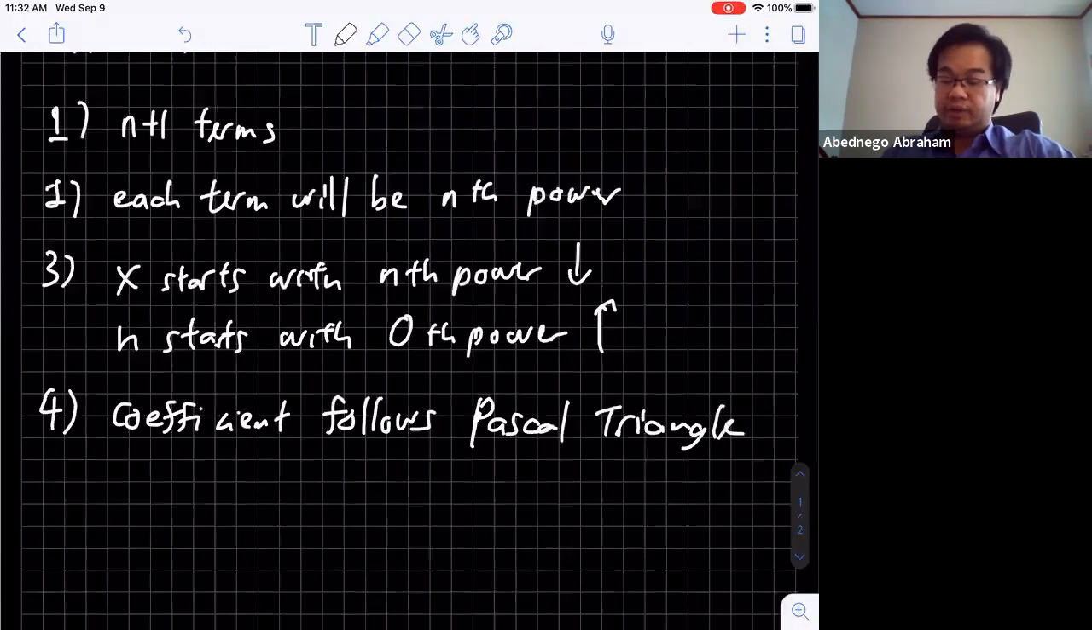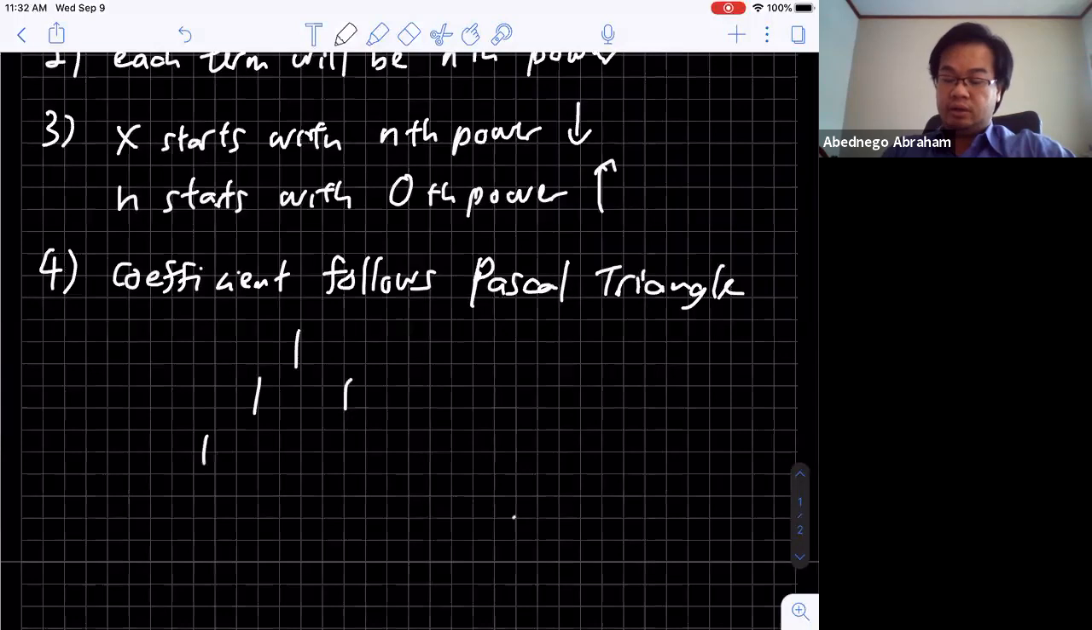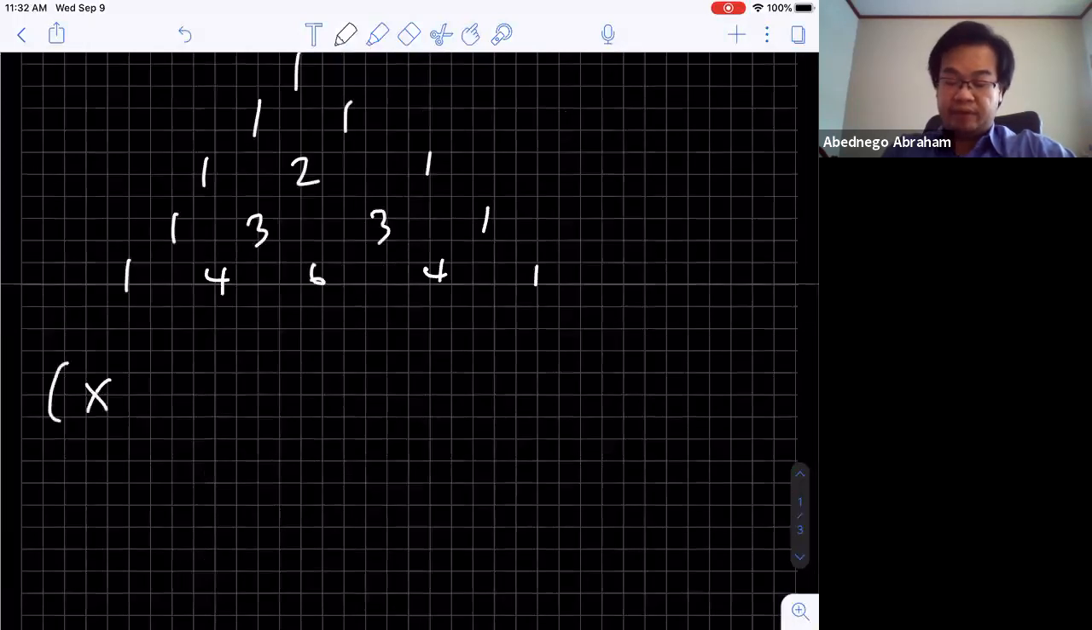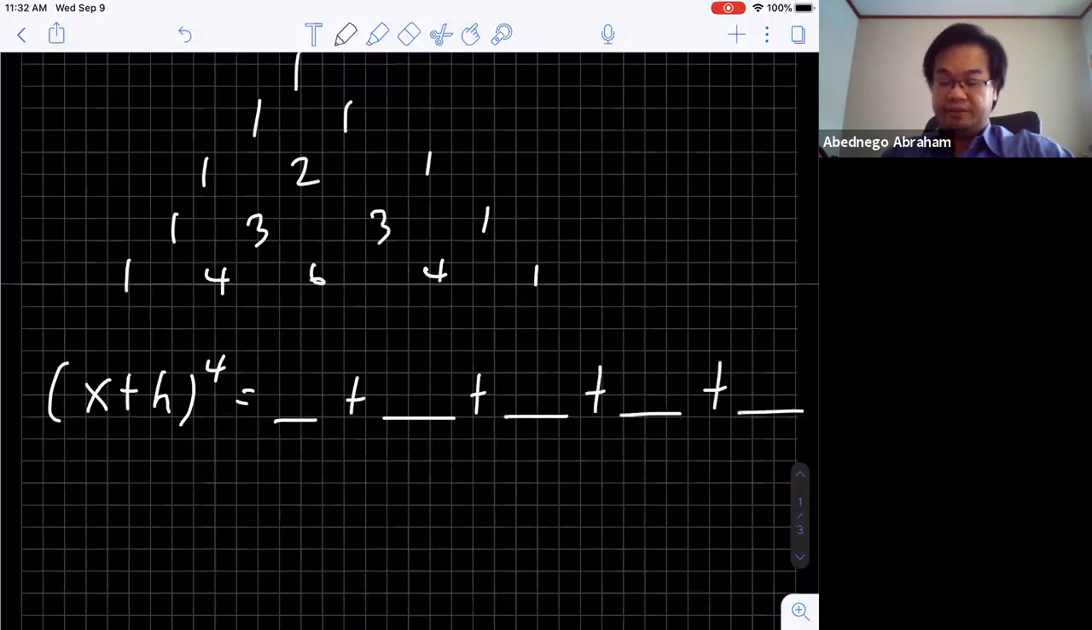Remember the Pascal triangle is 1; 1, 1; 1, 2, 1; 1, 3, 3, 1; 1, 4, 6, 4, 1, and so on. So if I give you an example, let's say I have (x plus h) power of 4. It means it's going to have 5 terms: 1, 2, 3, 4, 5.